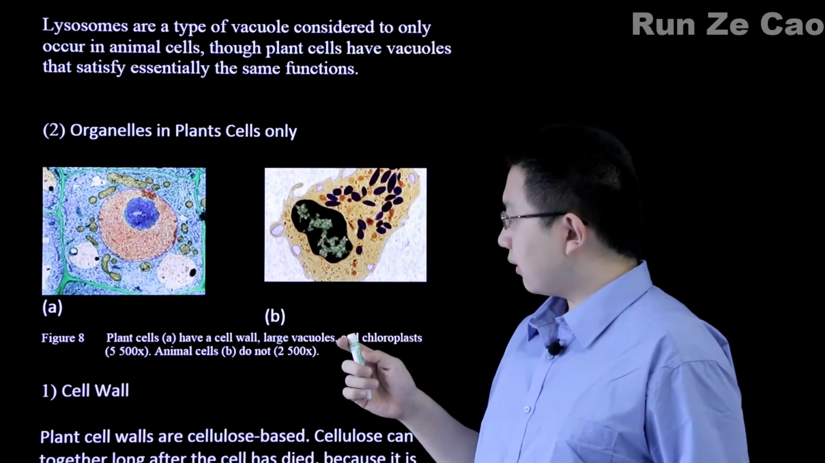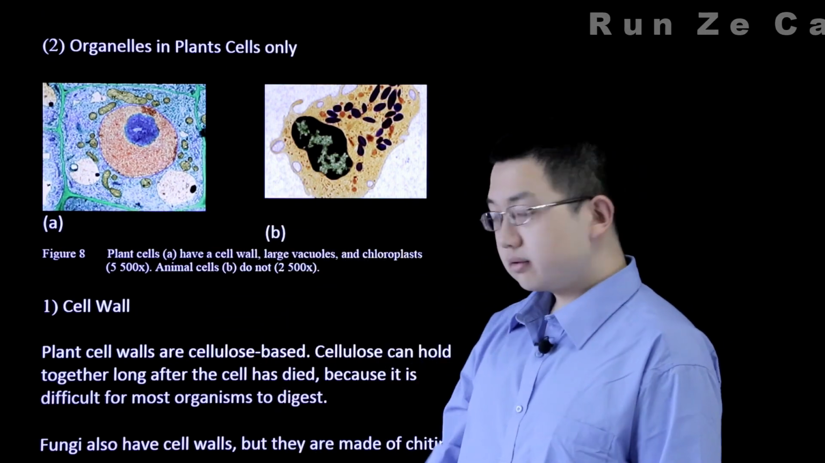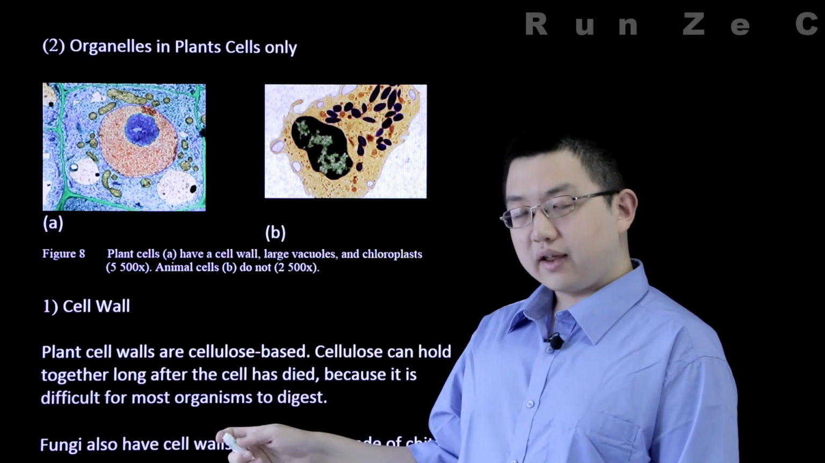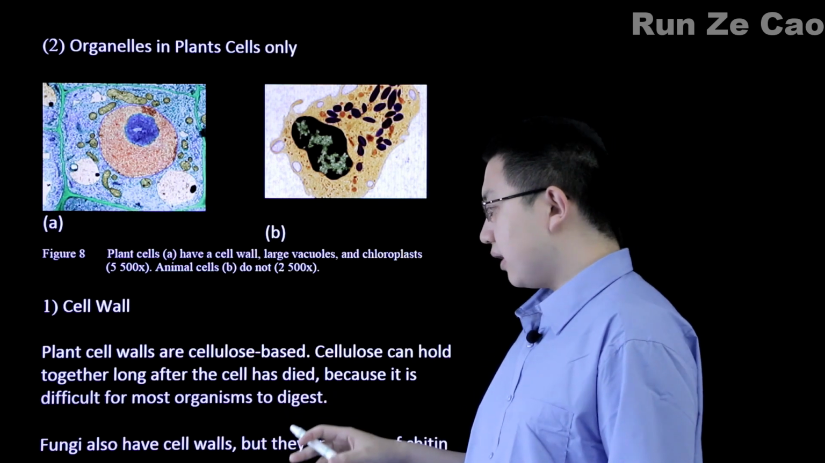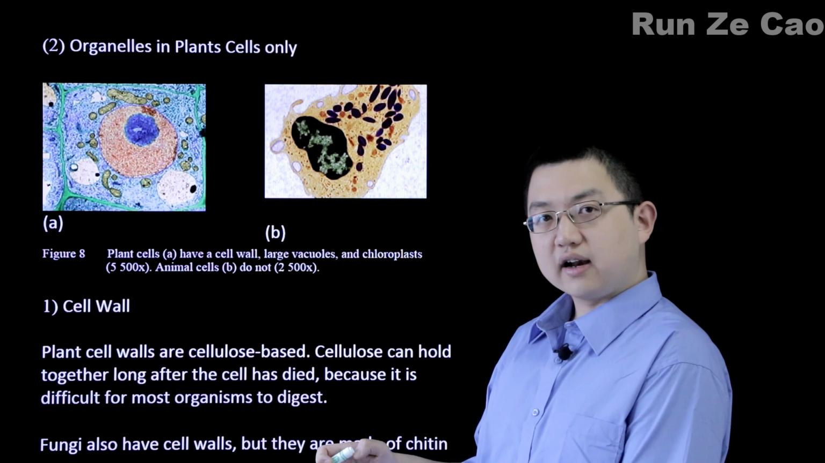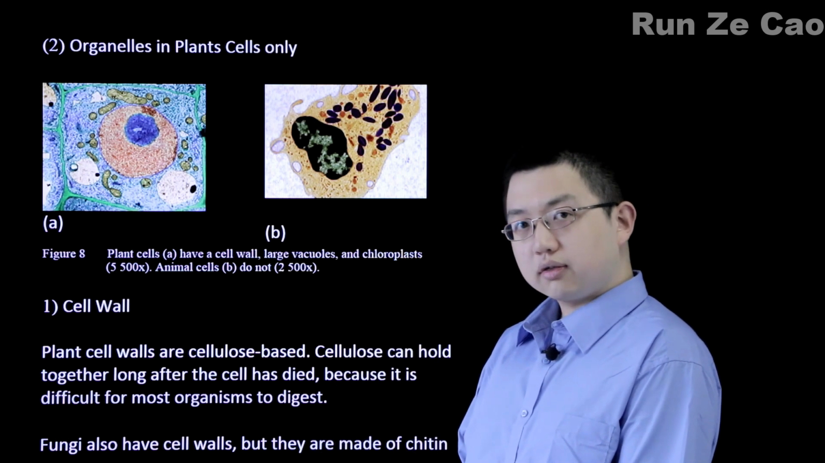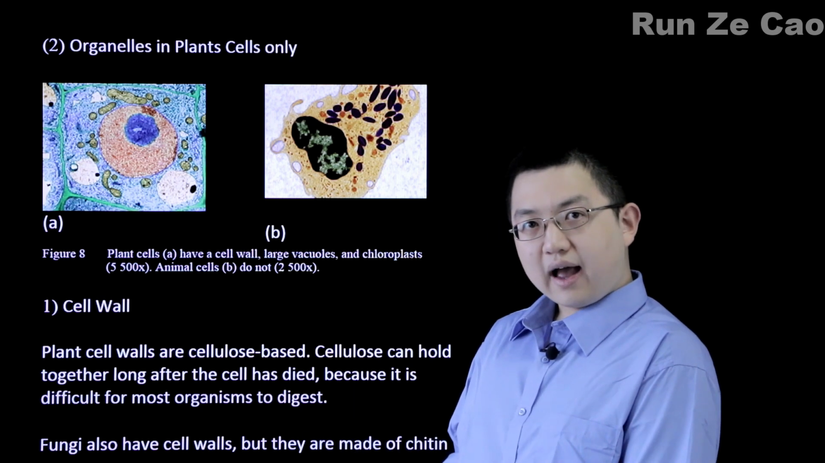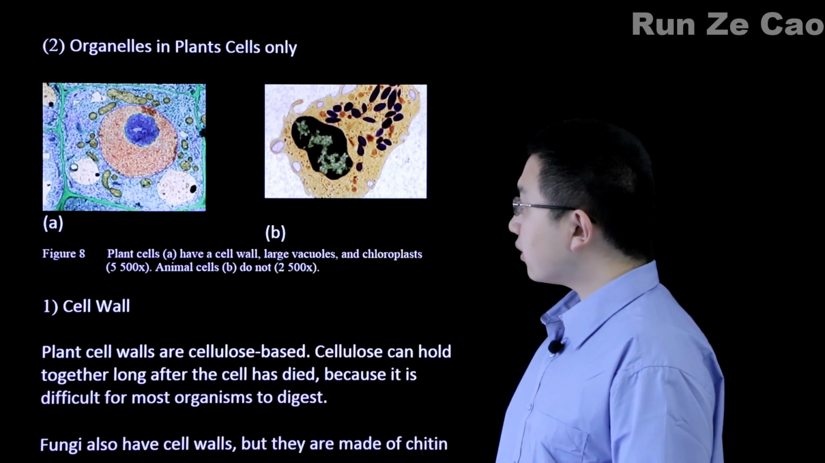Now, plant cells have a cell wall, which animal cells do not, essentially, for the most part. We do note that fungal cells also have cell walls, but they're made out of chitin, which is, by the way, the same material that insect exoskeletons are made out of. Chitin is used in surgical threads that you want your body to be able to digest away after it has served its purpose. Now, plant cell walls are cellulose-based.